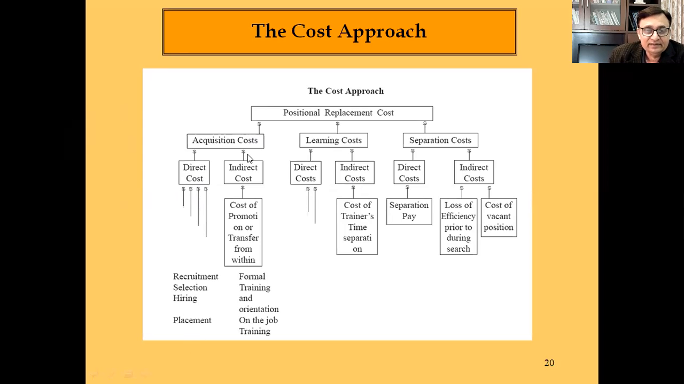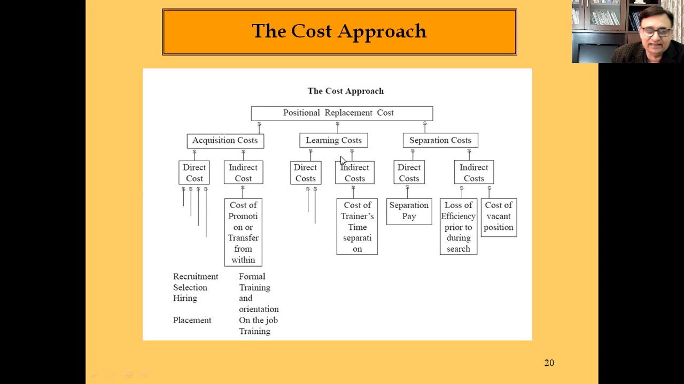Sometimes you incur indirect cost. For example, cost of promotion or transfer from within. You transfer from one position to another person. Then formal training and orientation, or on the job. You have one training center where all kinds of employees are there. You cannot directly say that this training is particularly for this department, but your department is also getting the benefit out of it. So that is indirect cost. Apportionment on the basis of number of employees has to be made. So first we have the acquisition cost, which may be direct or indirect.